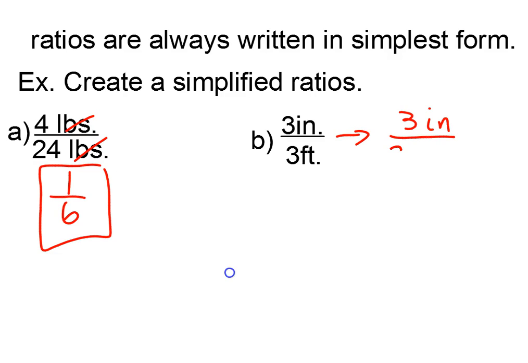So if I wanted to rewrite this, that's 3 inches over 36 inches, because 36 inches are in 3 feet. Does that make sense? Now can't I cancel out my units of inches? That's 3 over 36, and that reduces to 1/12. Now that's my simplified ratio. Are there any questions on what it takes to be a simplified ratio?